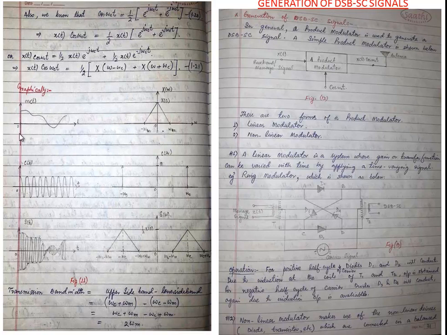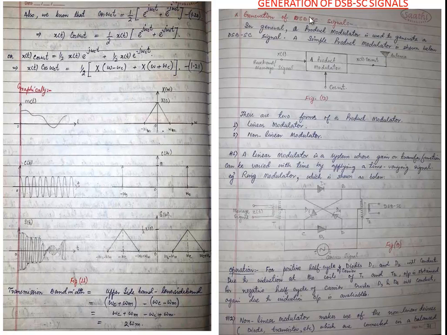Now, graphically, this is our message signal, and on performing the Fourier transform, we get this as the frequency domain of the corresponding message signal. This is the frequency domain representation of the carrier signal, and this is the frequency domain representation of double sideband suppressed carrier. Suppressed carrier here means that you don't have a heavy black line over here. It is just represented in dashes, which means a dashed line indicates the absence of the carrier. Now the transmission bandwidth is the upper sideband minus the lower sideband, which is equal to 2ωm.